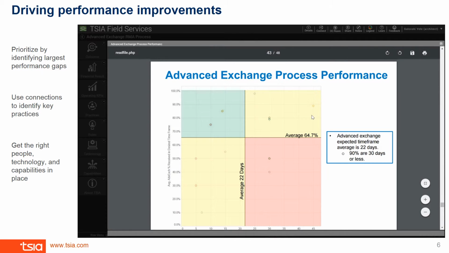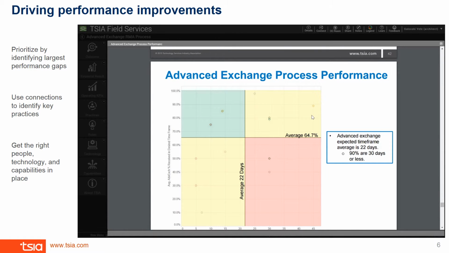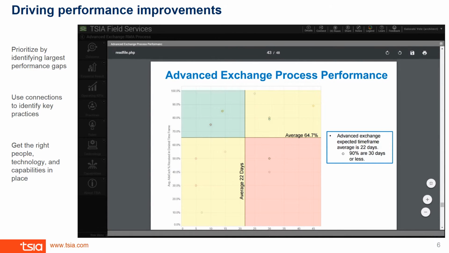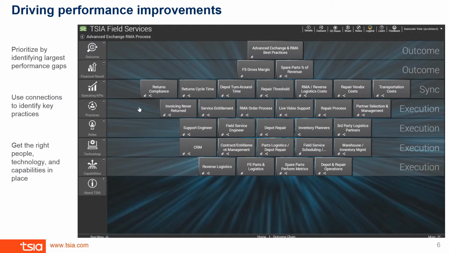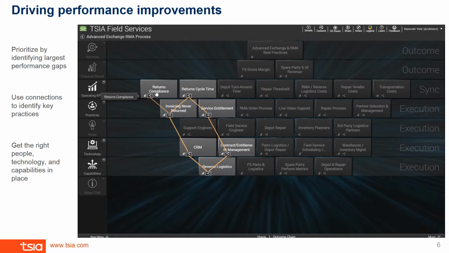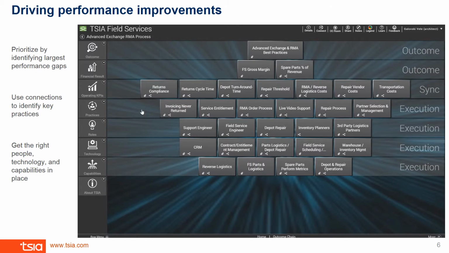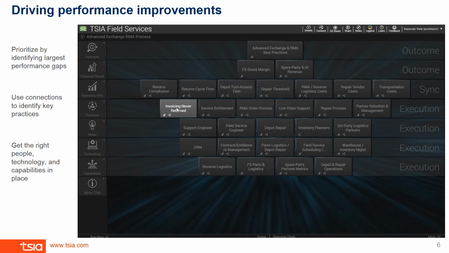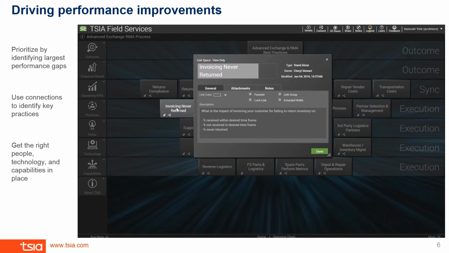Now let's assume that after you compare your performance to all of the KPIs, this is where you have the largest gap in performance and an area that you want to focus on with your improvement efforts. By clicking on the connection, you can see a cause and effect relationship between returns compliance, practices, technology platforms, and capabilities that you want to bring in to your organization. Let's take a look at invoicing and never returned as a practice that can improve returns compliance.